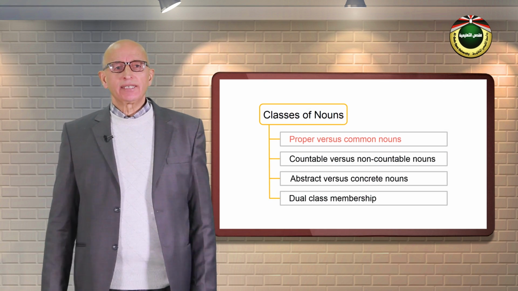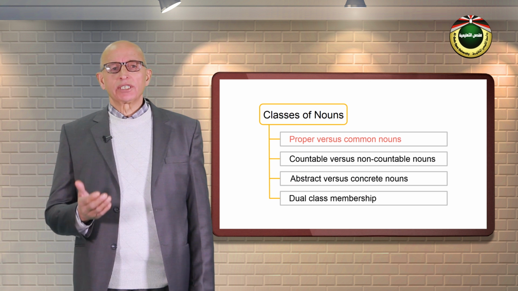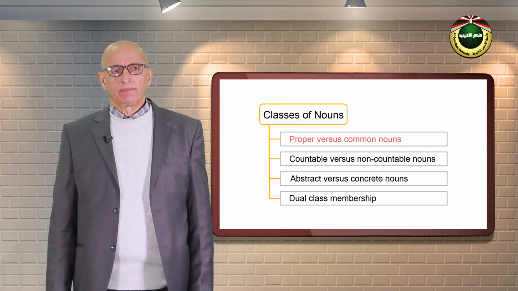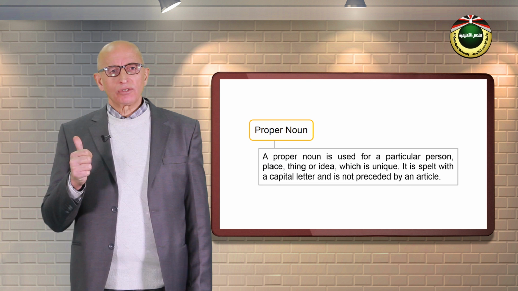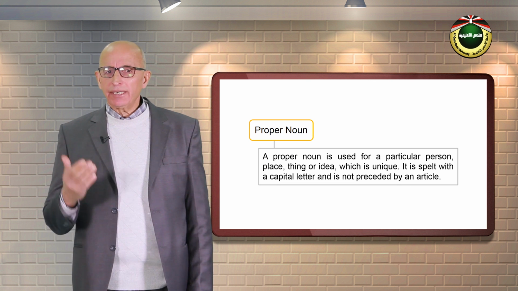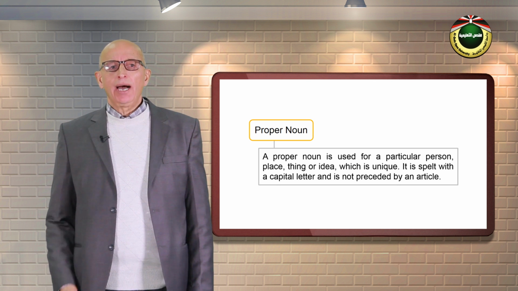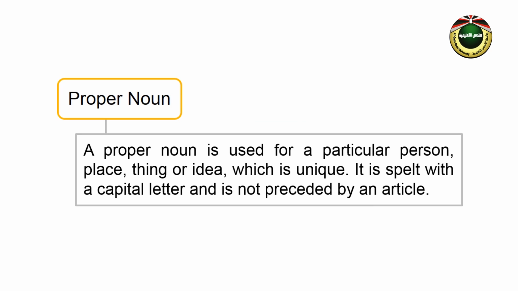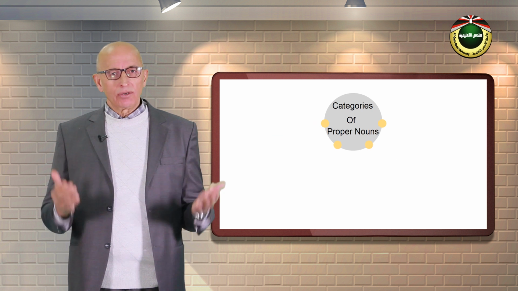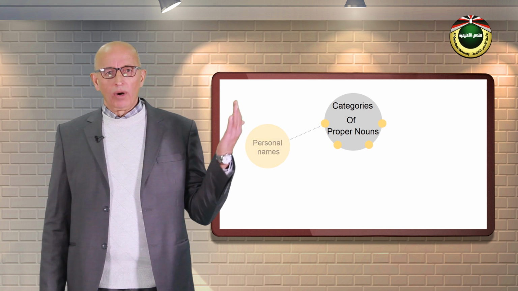Now, let's start with the first category, which is proper versus common nouns. What is a proper noun? A proper noun is used for a particular person, place, thing, or idea which is unique. It is spelled with a capital letter and is not preceded by an article. Categories of proper nouns. 1.